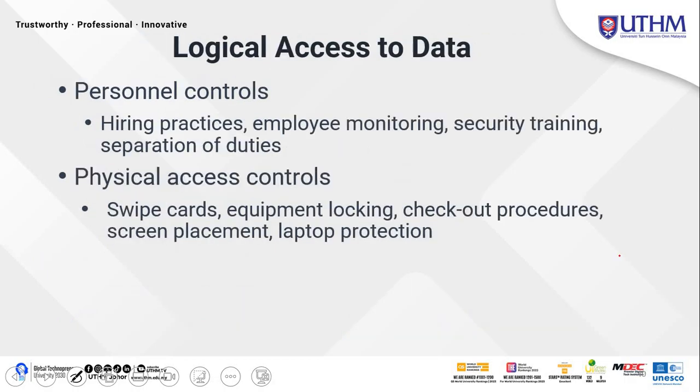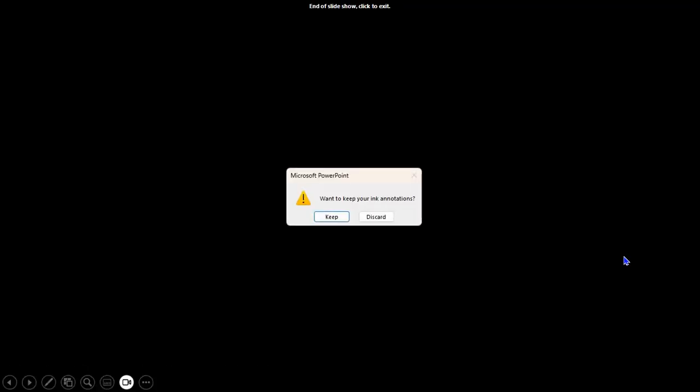Logical access to data. We have personal control and physical access control. Physical is something that you can see, get, and touch. Personal control includes hiring practices, employee monitoring, security training, and separation of duties. They can do these personal controls. So that's all for chapter 8.